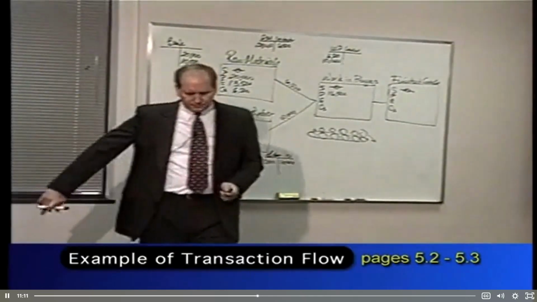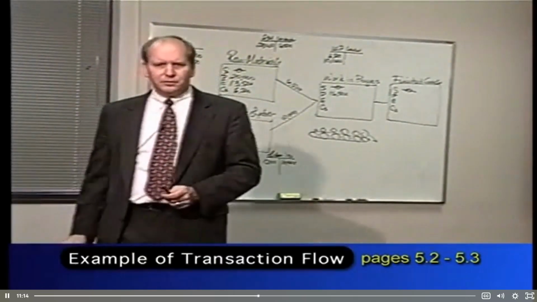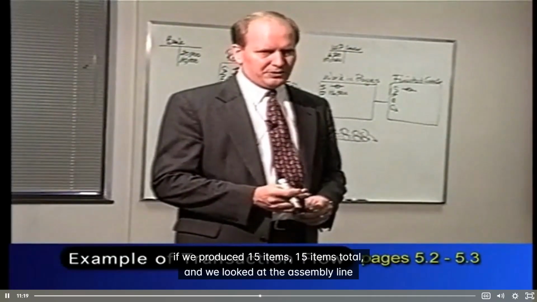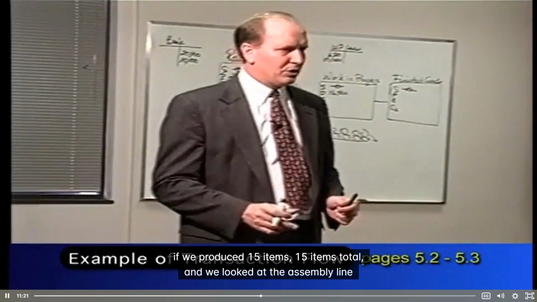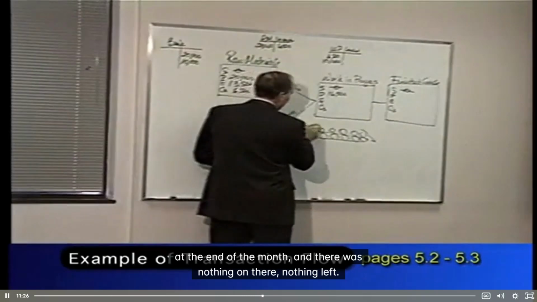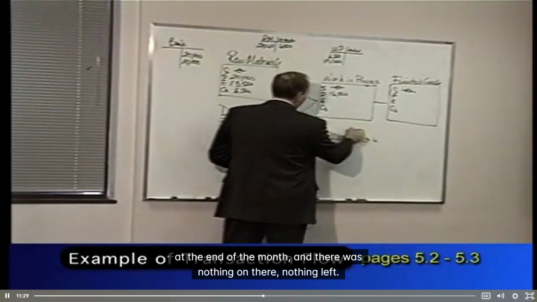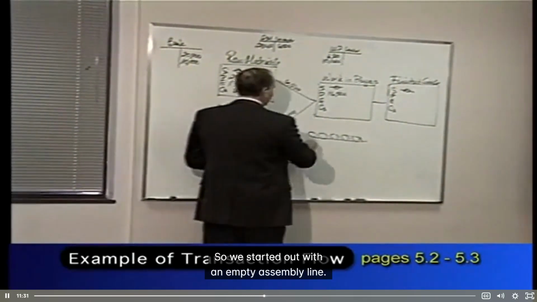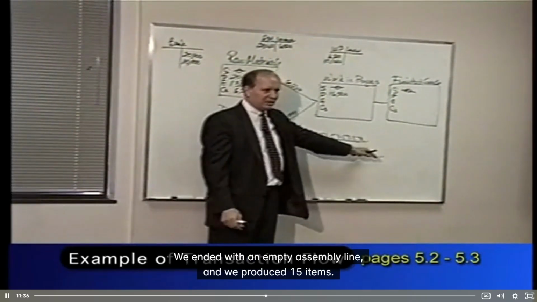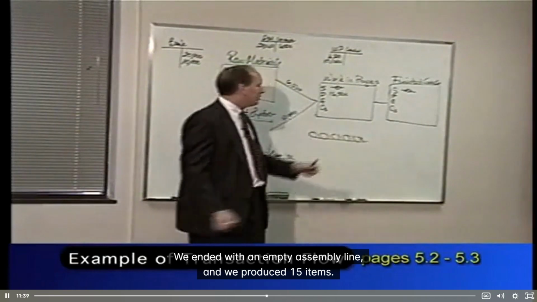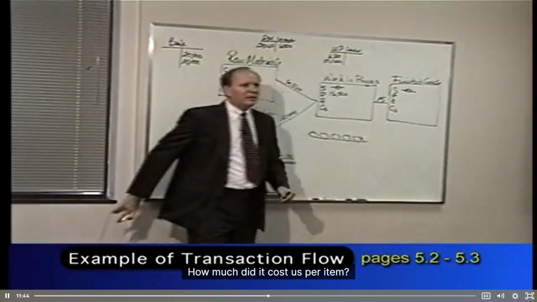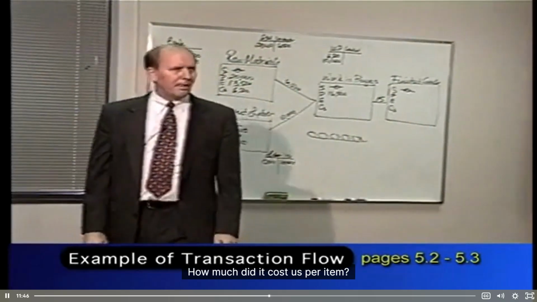Now, if we produced 15 items total, and we looked at the assembly line at the end of the month, and there was nothing on there, nothing left, so we started out with an empty assembly line, we ended with an empty assembly line, and we produced 15 items completely done. How much did it cost us per item?